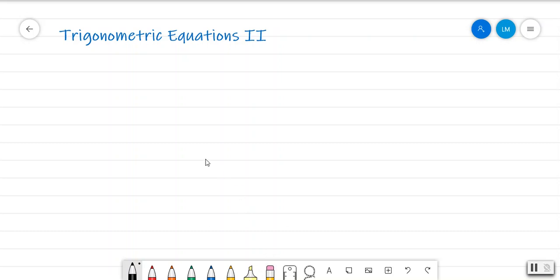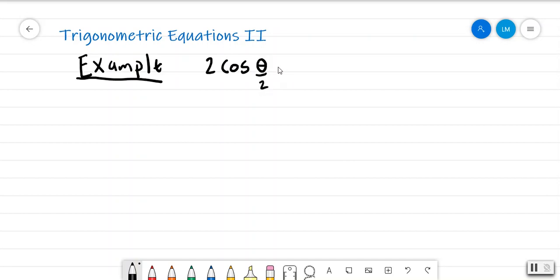Hello, so today I'm going to demonstrate how to solve equations that have multiple angles, half angles, or double angles. So one of the first examples that we can look at is, what if we had the following expression? Let's say that we had 2 cosine of theta divided by 2 is equal to 1. And let's say that we want to solve this equation.